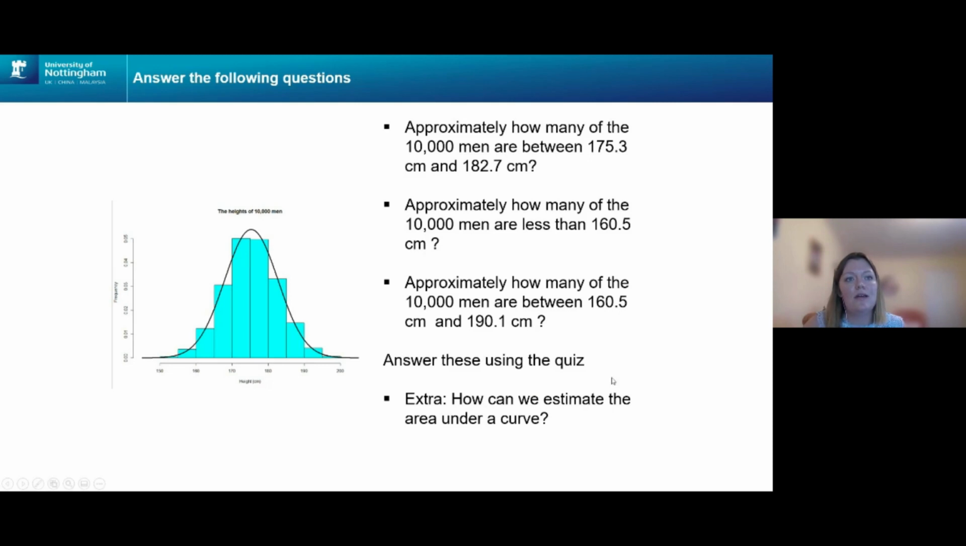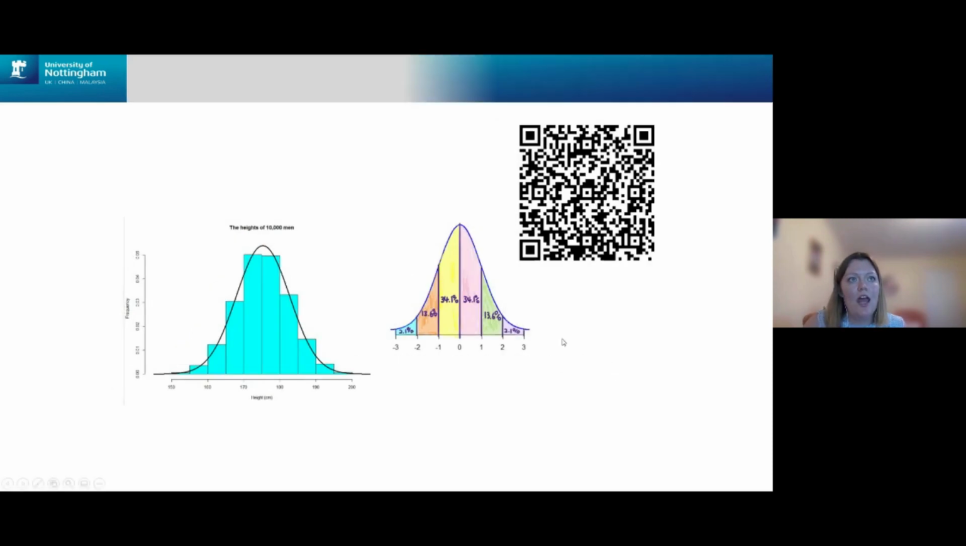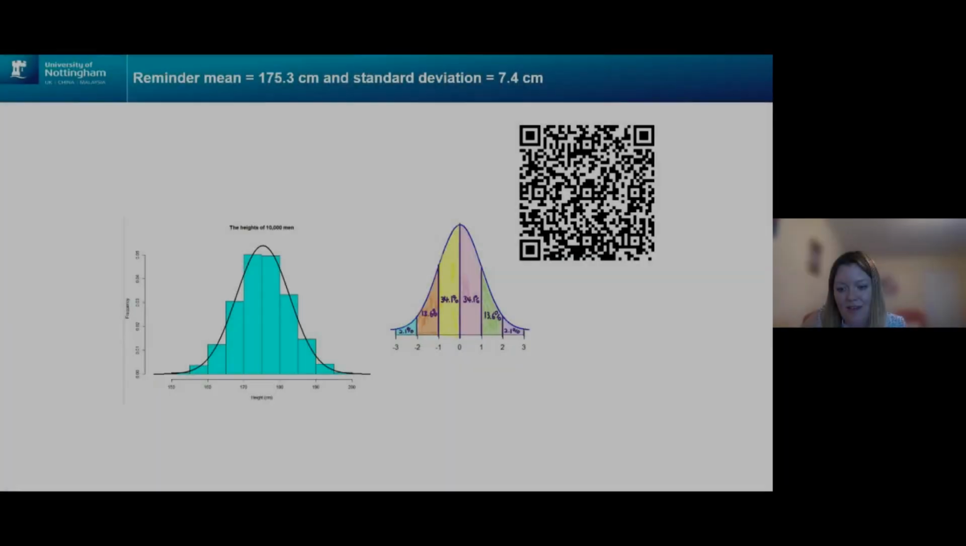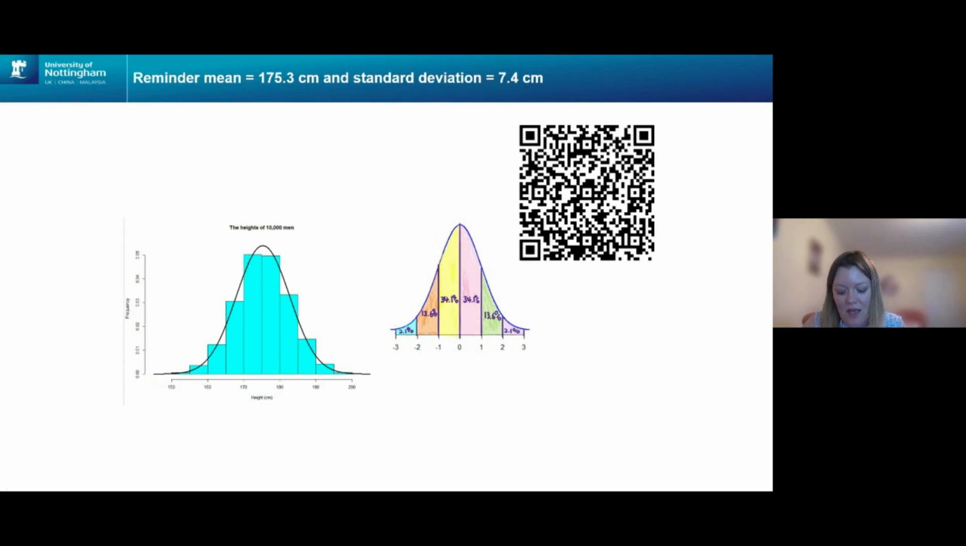There's an extension question. If you could have question 4 in the quiz, please. And there's also the possibility of scanning that barcode to go on to the quiz. There are 2 diagrams there that should help you, and there's also a reminder at the top of what the population mean is and the population standard deviation to help you with that. If you'd like to now, please submit your answers. I'll give 30 more seconds before I move on.